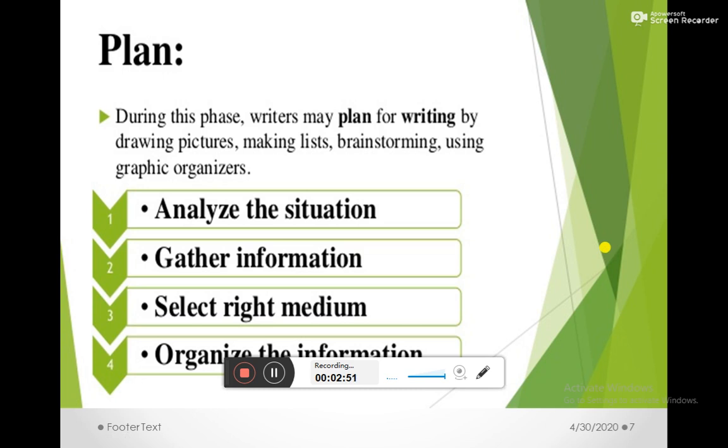So before going to start the three processes, let us first of all discuss planning. What is a plan actually, and what does it mean? During this phase, writers may plan for writing by drawing pictures, making lists, or brainstorming using graphic organizers. There are four steps: analyzing the situation, gathering information, selecting the right medium, and organizing the information.